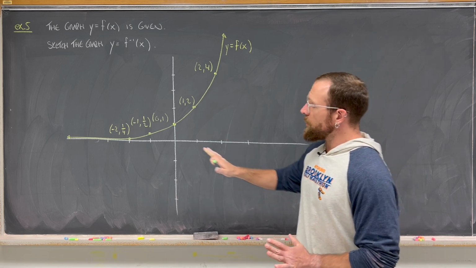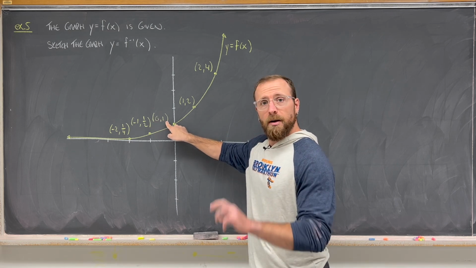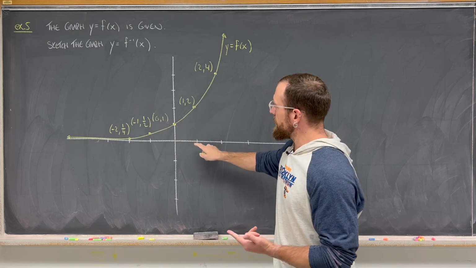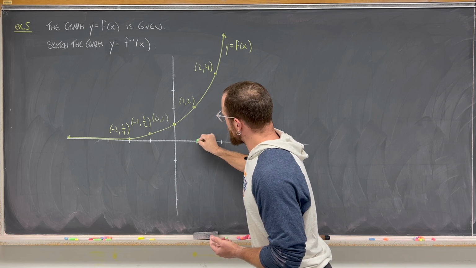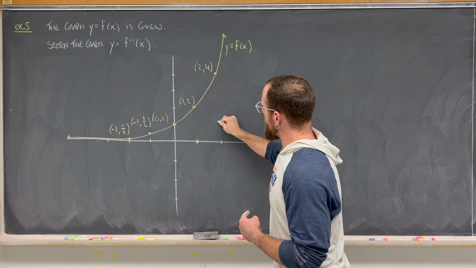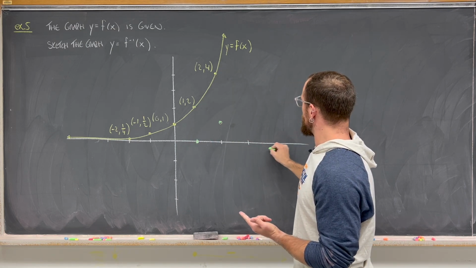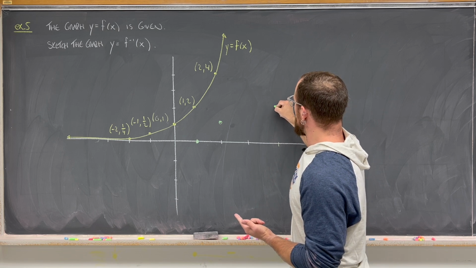Well, we can go one point at a time. Maybe starting here, I'll take 0, 1. I'll reflect it across this main diagonal. It'll go to 1, 0. I'll take 1, 2, send it to 2, 1. 2, 4 becomes 4, 2. 1, 2, 3, 4, 2 would be here.